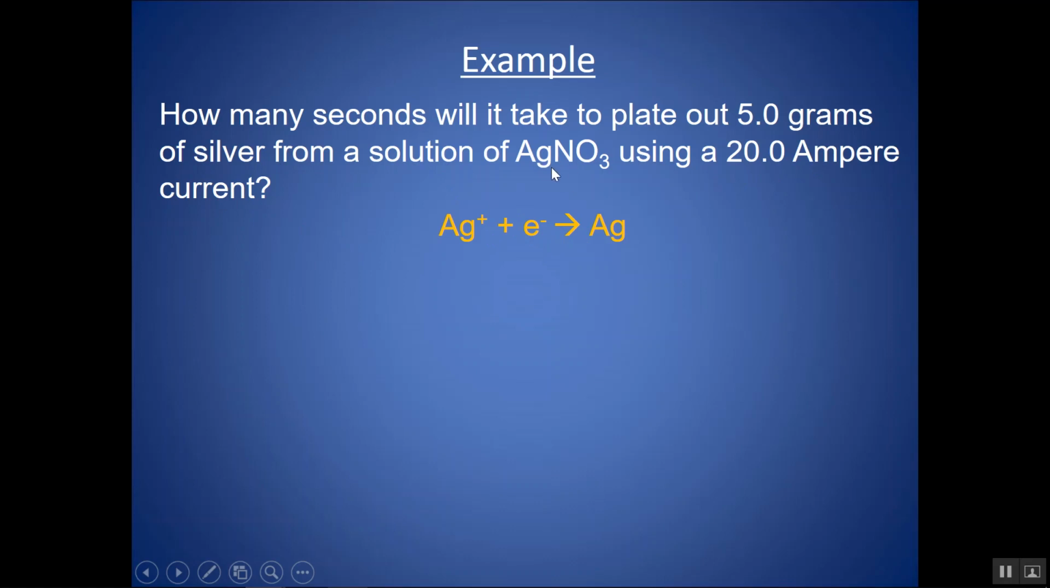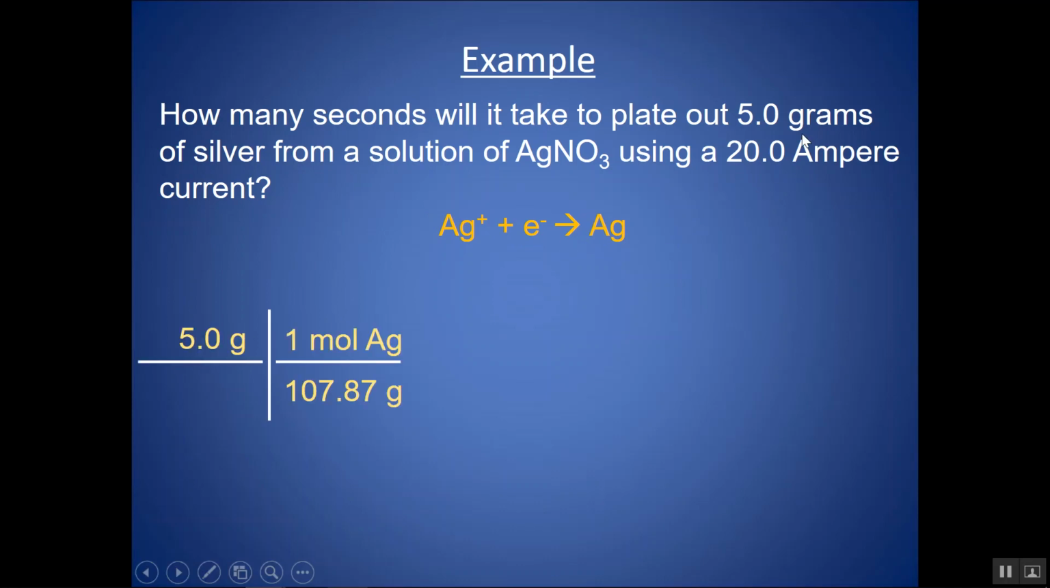In silver nitrate, silver has a 1+ charge. So it's saying plate out from this Ag+ to turn it into silver. I would just need 1 electron. So you'll see everything has a 1-to-1-to-1 ratio. So if I'm using stoichiometry, it's all 1-to-1-to-1.